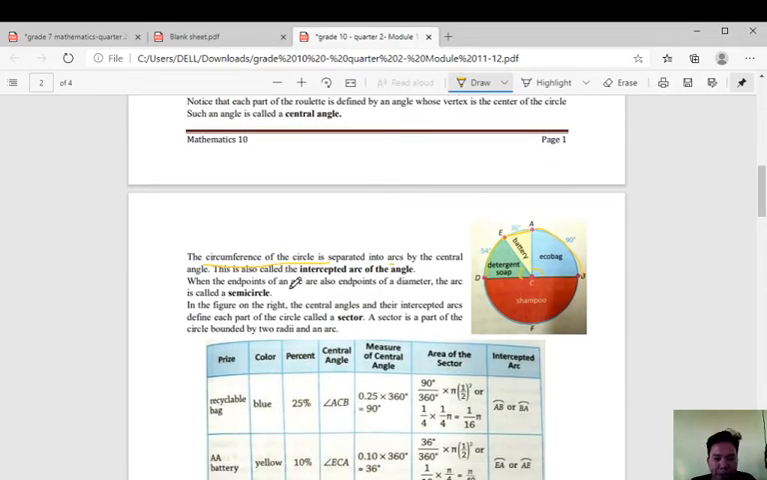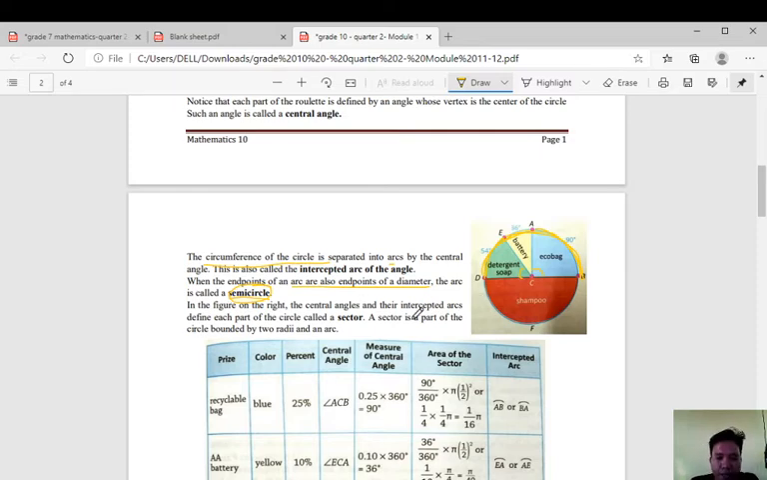When the endpoints of the arc are also endpoints of a diameter, the arc is called a semicircle. So, the endpoints of the diameter in our picture are the points D and B. Then the arc that is formed by those endpoints, here, the arc DAB, is a semicircle. It is half of the circle. So that is a semicircle.